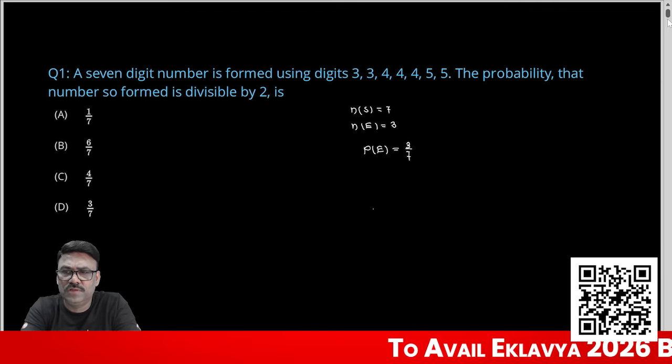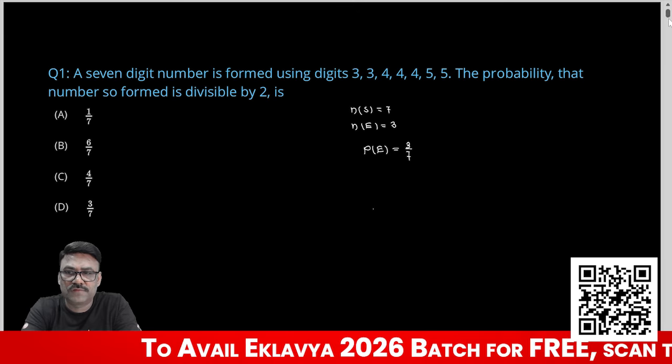This is the shortcut way of doing this question. Let's see the next question.